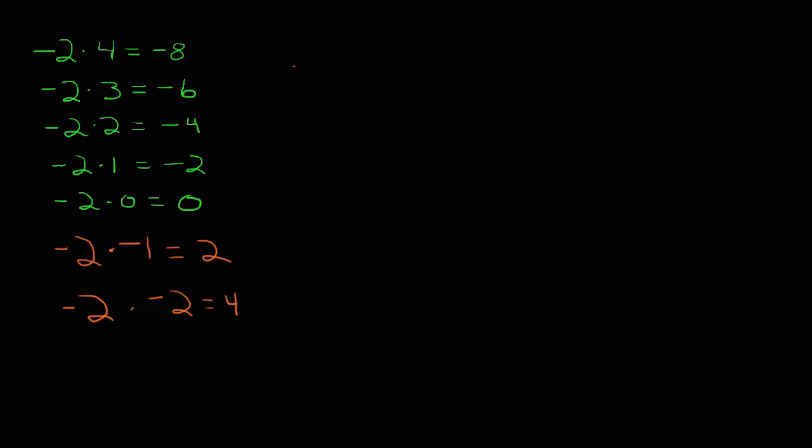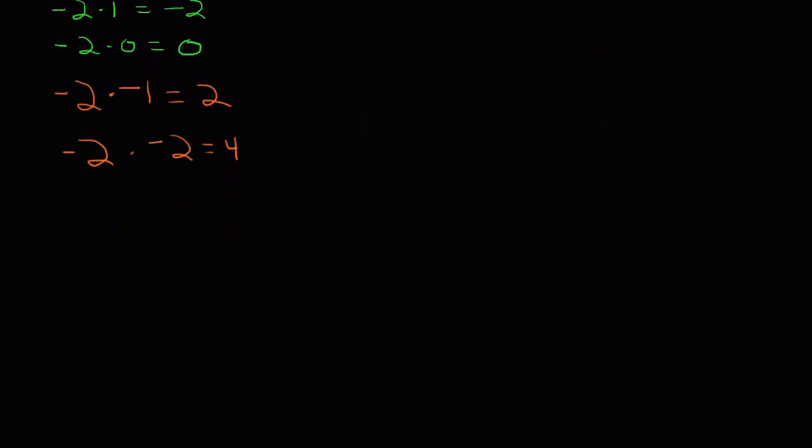So if I have negative 6 times negative 3, a negative times a negative is a positive, and that will be 18, since 6 times 3 is 18. If I have negative 7 times negative 4, a negative times a negative is a positive, 7 times 4 is 28.